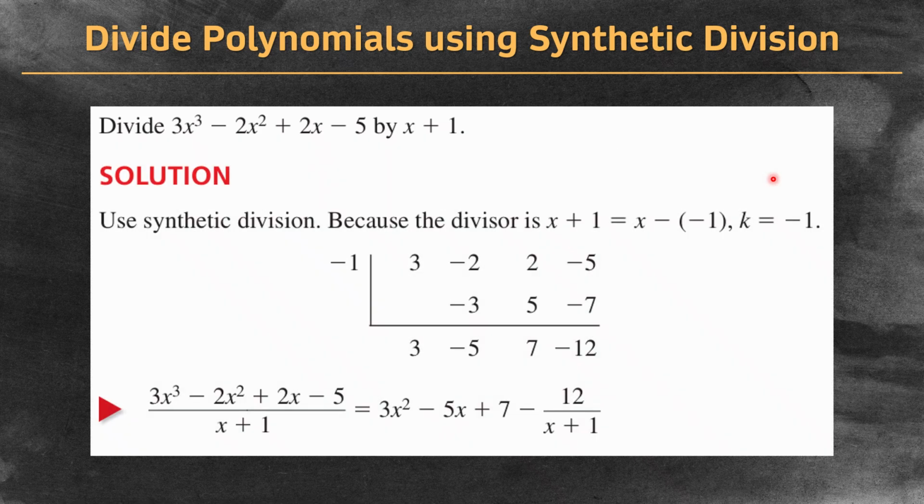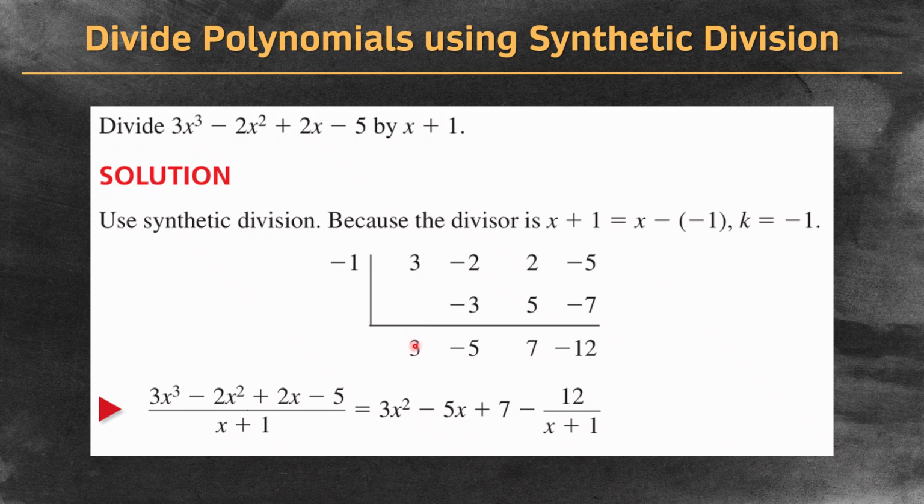Now, I want us to take a look at another example. We have 3x cubed minus 2x squared plus 2x minus 5. You're going to divide this by x plus 1. Now, the divisor was x minus k, but here we have the plus 1, so we have to write -1. So that's our k value, -1. And 3, -2, +2, and -5.